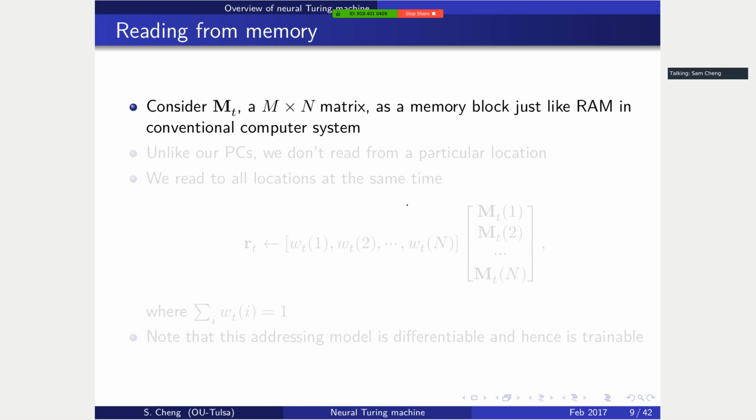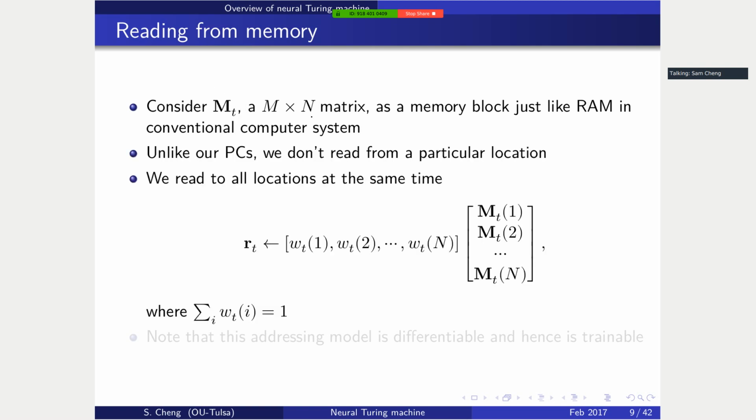The memory block will be just a matrix, let's say an n by n matrix. So it'll be like this. Each row you can think of as a memory element. Unlike a typical RAM computing structure where you have a byte as a unit, here we basically have a vector as a unit. Now in terms of addressing, we are not going to read one vector at a time, but we will read all the vectors at the same time, as a kind of weighted sum.